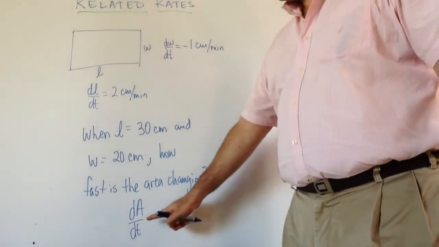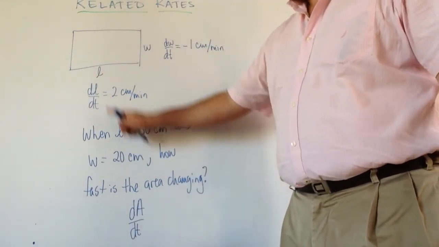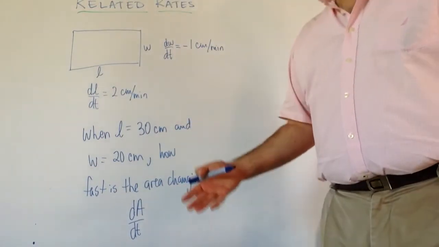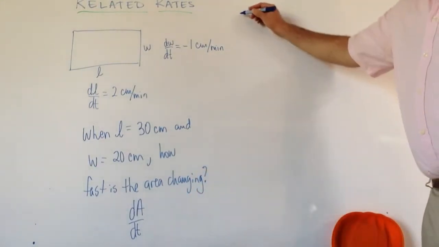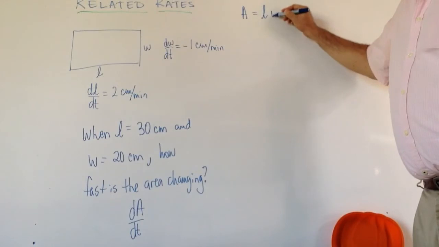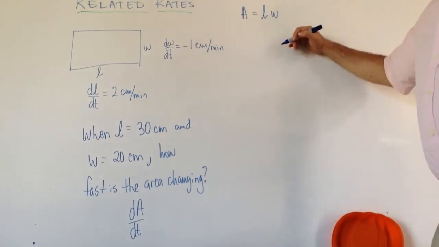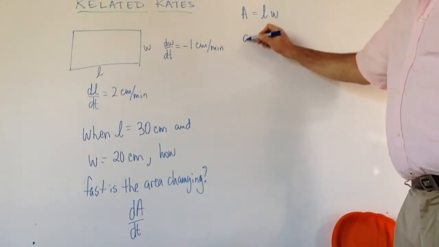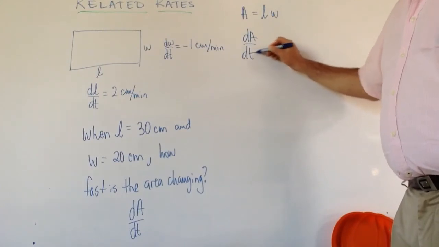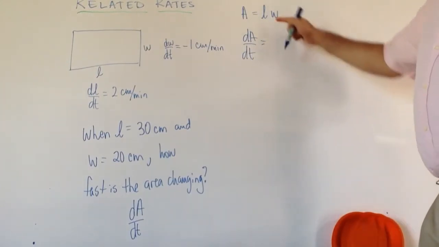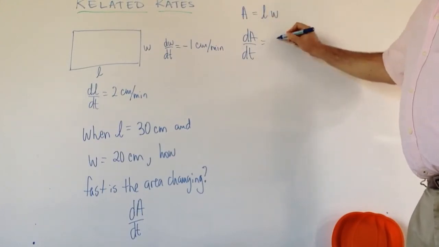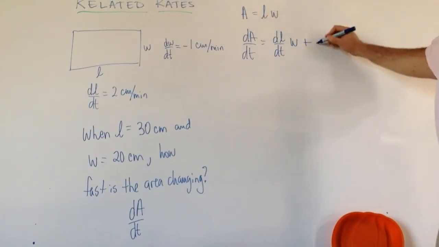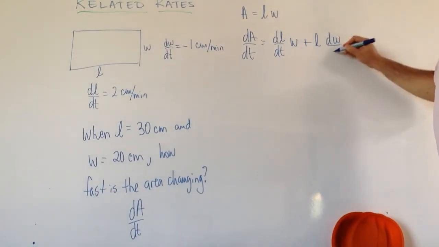So what we do is we find an equation that relates area, length, and width. Well, obviously that's the formula for the area of a rectangle. The area of a rectangle is length times width. And we differentiate it with respect to time. So the derivative of the area is dA/dt. Now this is a product, so the derivative of this product is the derivative of L, dL/dt, times W, plus L times the derivative of W with respect to time.